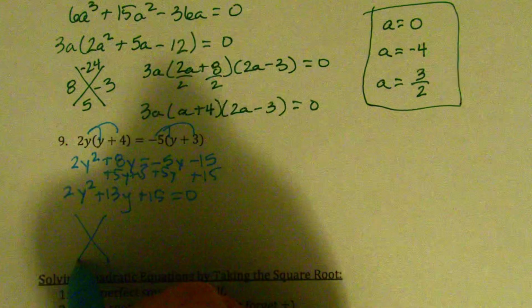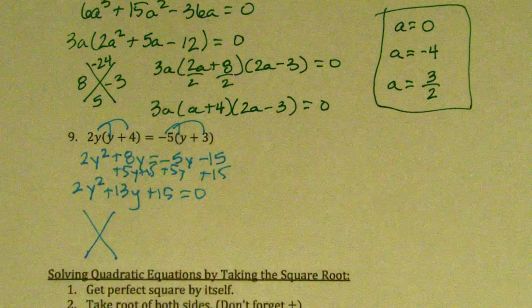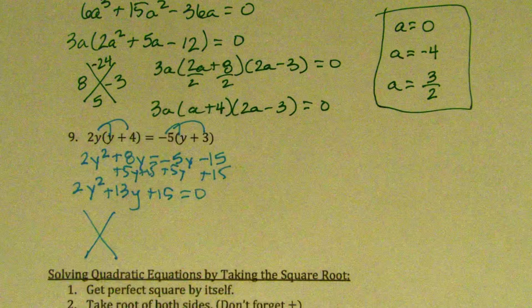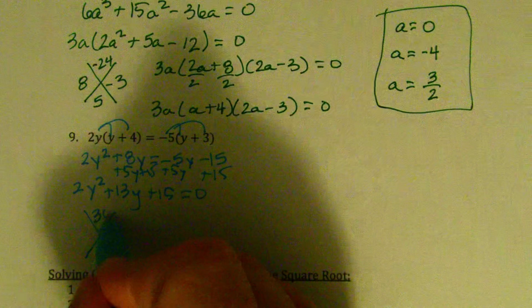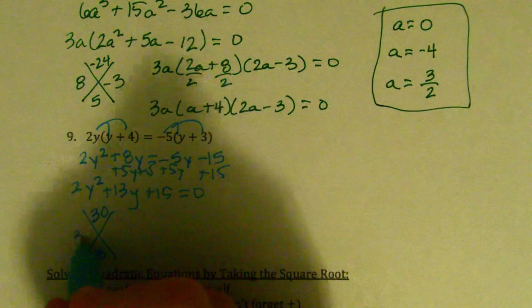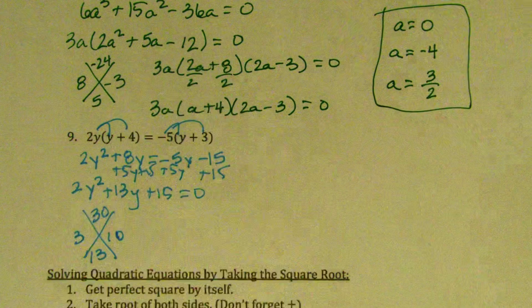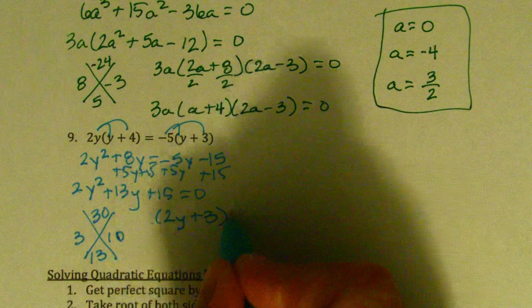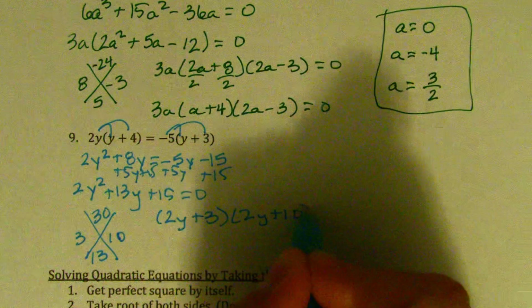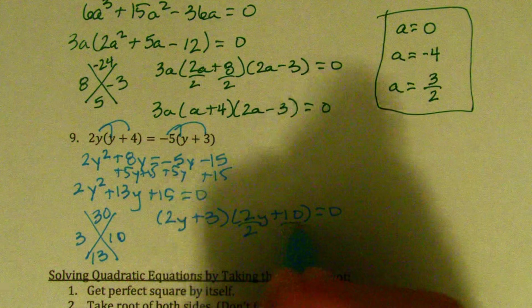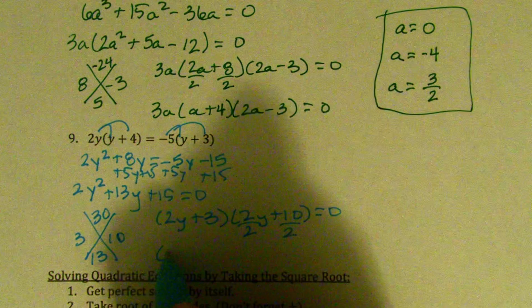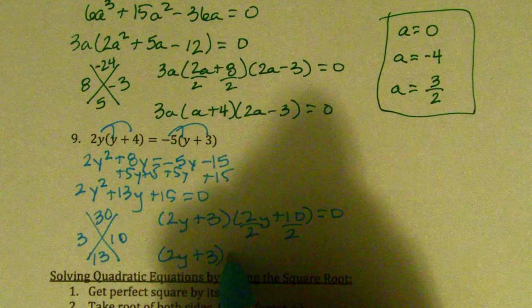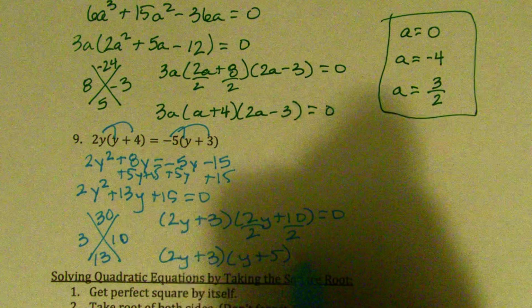I can go ahead and use the x method now. There's no common factor among all of these terms. 2 times 15 is 30, and on bottom I have 13. 3 and 10 multiply to 30 and add to 13. So 2y plus 3 and 2y plus 10 equals 0. Taking out the trash here, and I have 2y plus 3 and y plus 5 equal to 0.